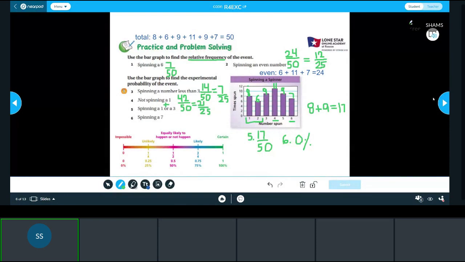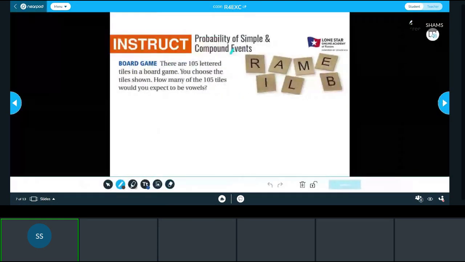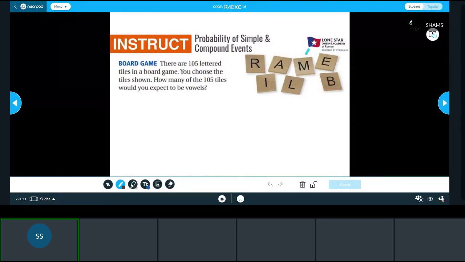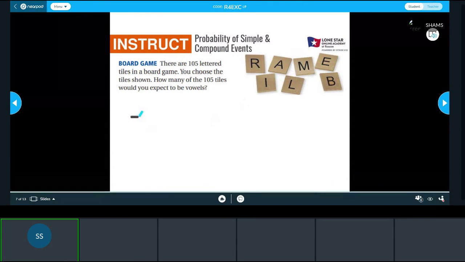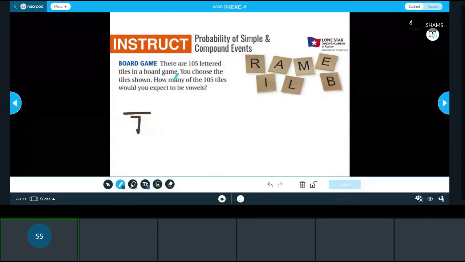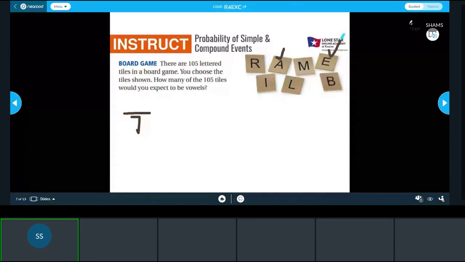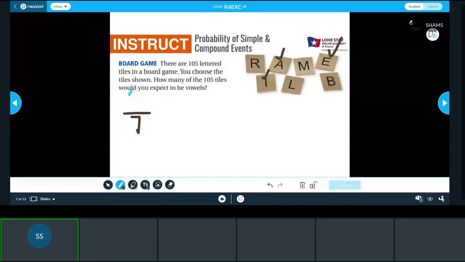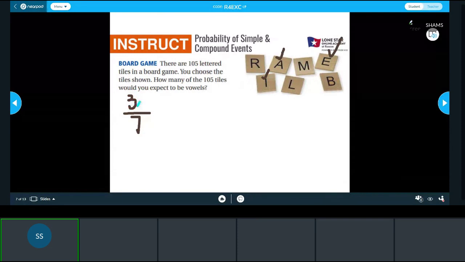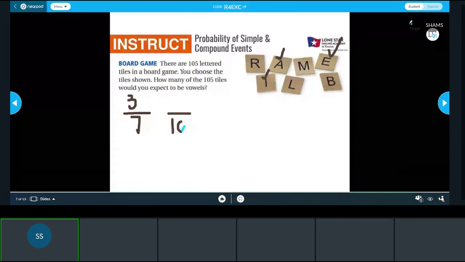Let's go ahead and move on. There are 105 lettered tiles in a board game. You choose the tiles shown. Out of 105, you just chose 7 tiles. How many of the 105 would you expect to be vowels? There are 3 vowels out of 7. So out of 105, how many would you expect to be vowels?